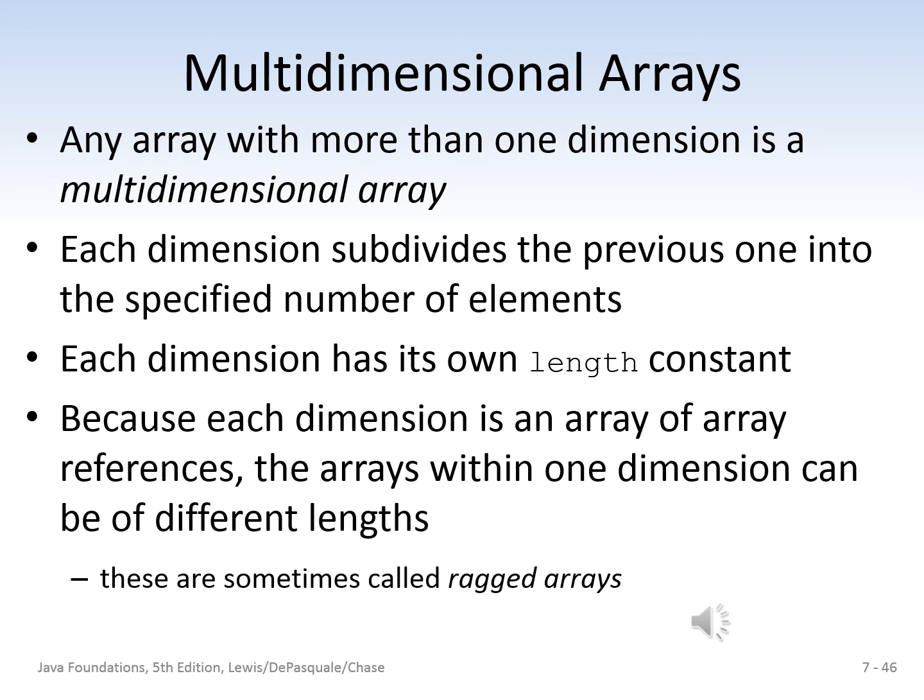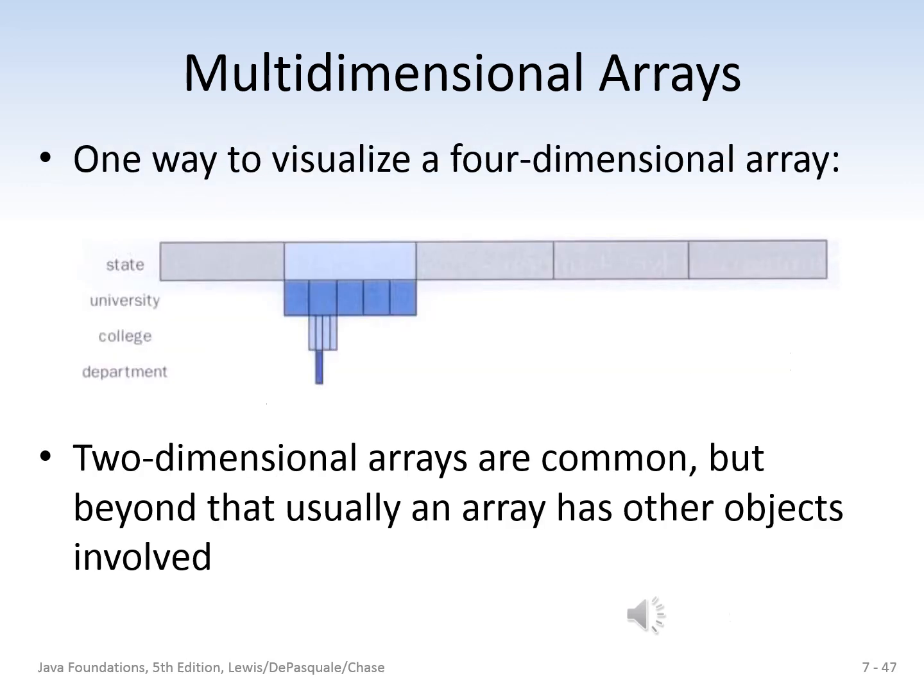Each dimension subdivides the previous one into the specified number of elements. Each dimension has its own length constant. Because each dimension is an array of array references, the arrays within one dimension can be of different lengths. These are called ragged arrays, yes, and it is a ragged concept to grasp. I've only once ever worked with a multi-dimensional array that was beyond 2, and that was 3, and it was many years ago, and it is a very complex and abstract concept.